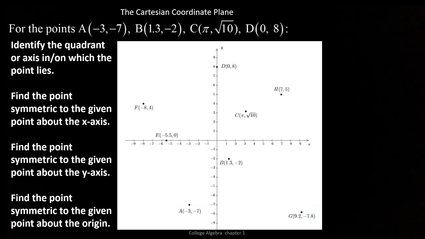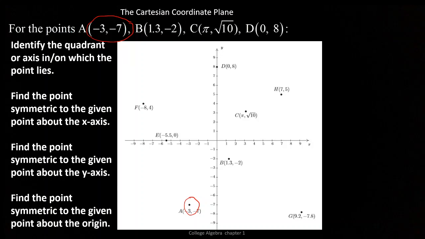So let's look at some examples. For example, for the point negative 3, negative 7, identify the quadrant or axis on which the point lies. So negative 3, negative 7 is over here. So it is in the third quadrant, right? Is it on any axis? No, it's in the third quadrant.